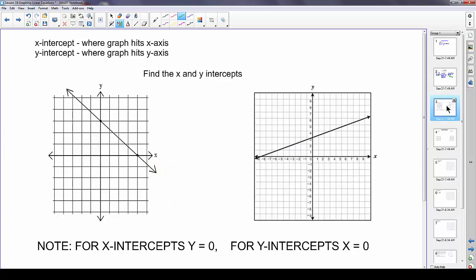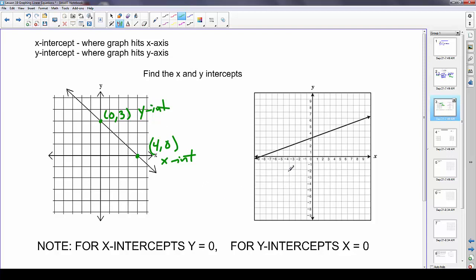So let's talk about intercepts. The x-intercept is where a graph hits the x-axis, and the y-intercept is where the graph hits the y-axis. If I want to know where the graph hits the x-axis in this case, it's going to be right here. So 1, 2, 3, 4, 0 is my x-intercept. And here's my y-intercept, and this is 0, 3. That's my y-intercept.